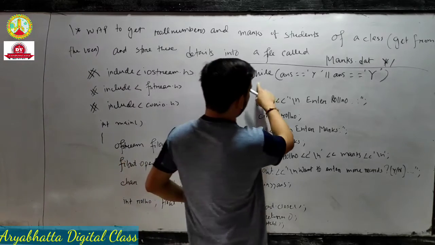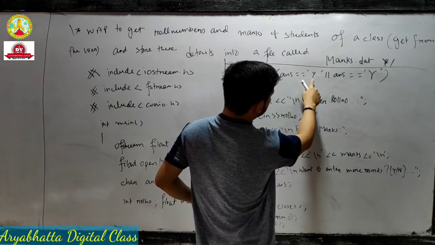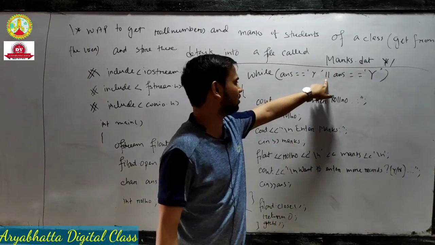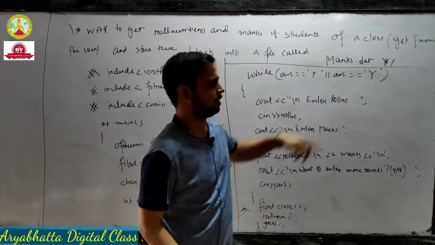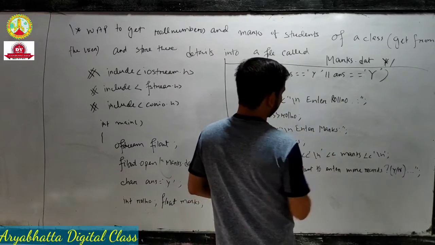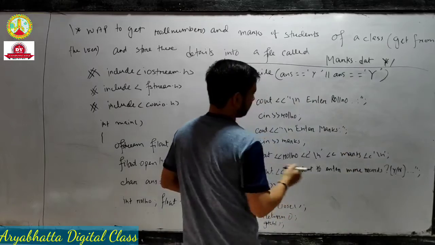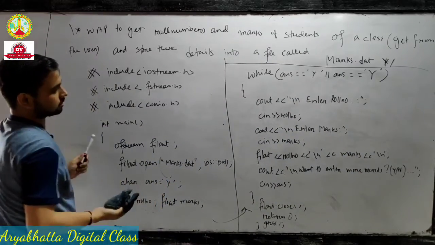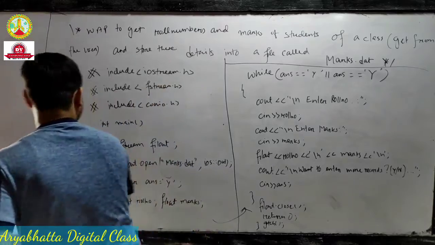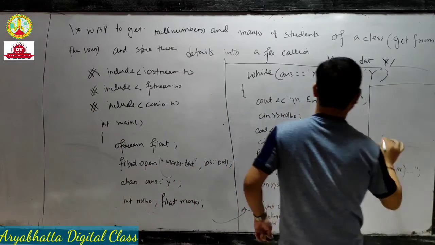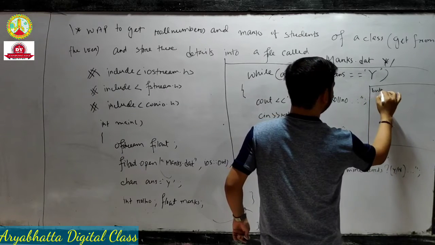Okay, and here is a while loop where we use answer small y or capital Y, and what operator is this? This is the OR operator. It means when the output asks you to enter roll number, okay, I'll show you. There is no space. Here I show you, your output will come like that.